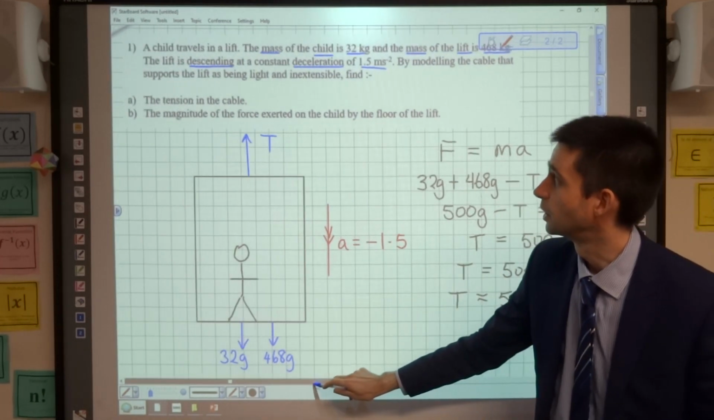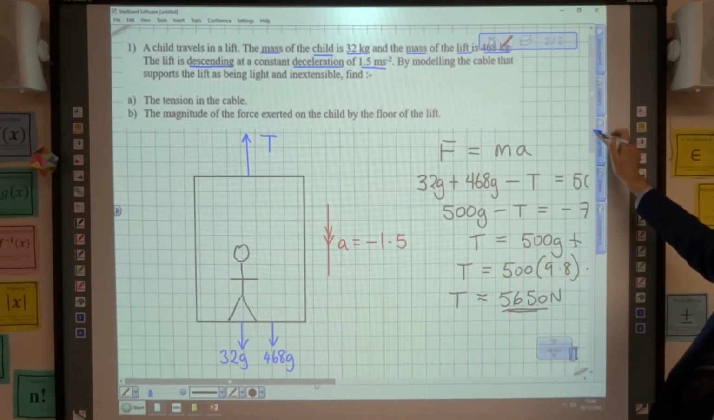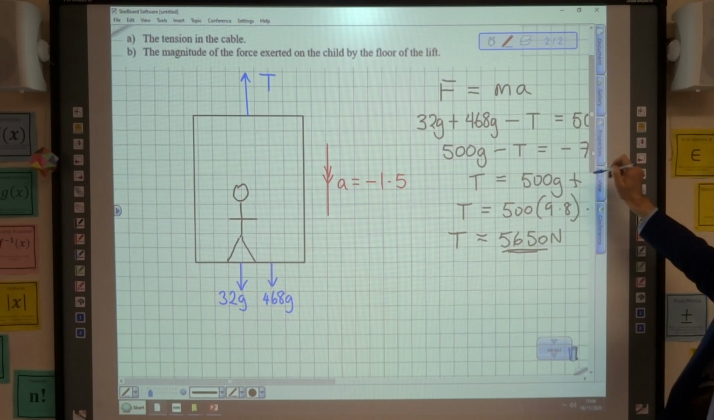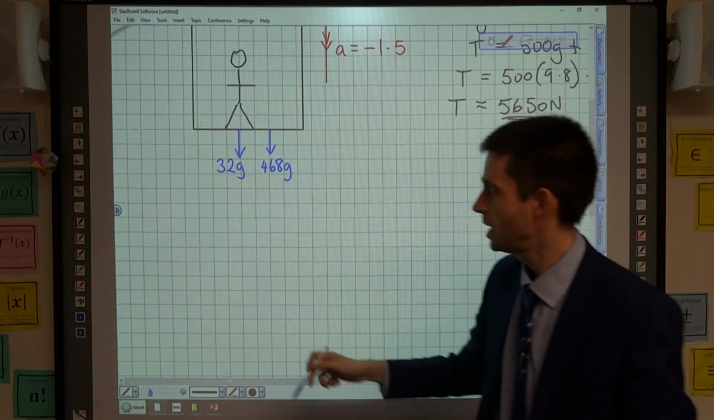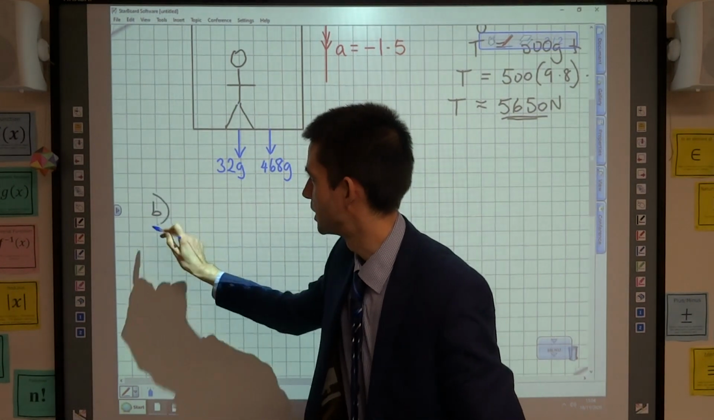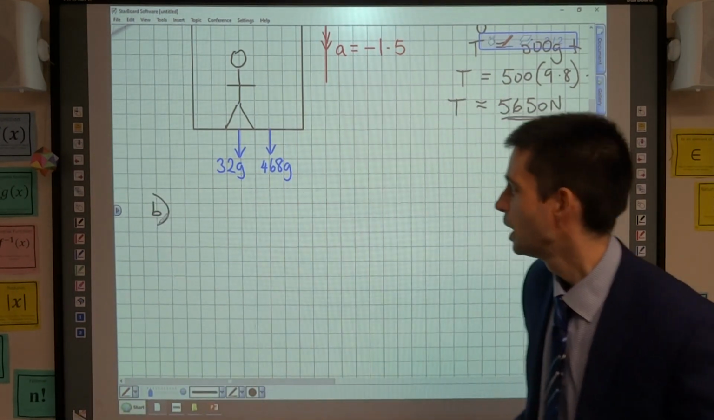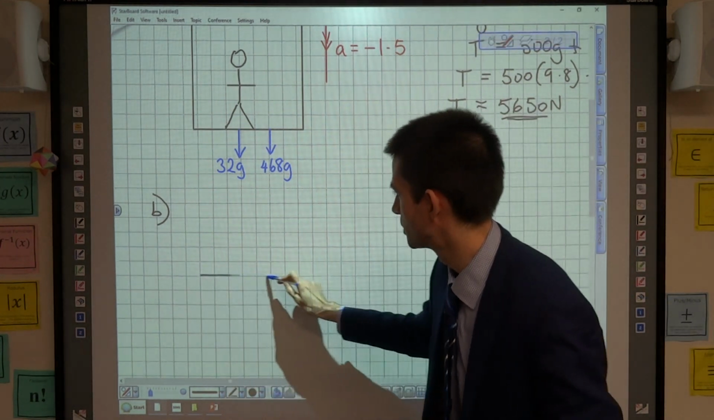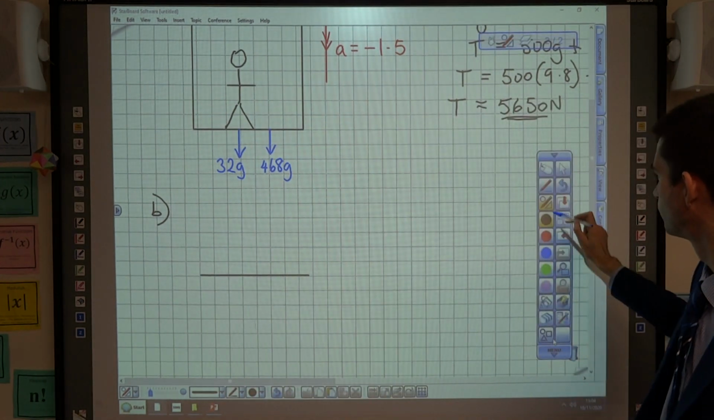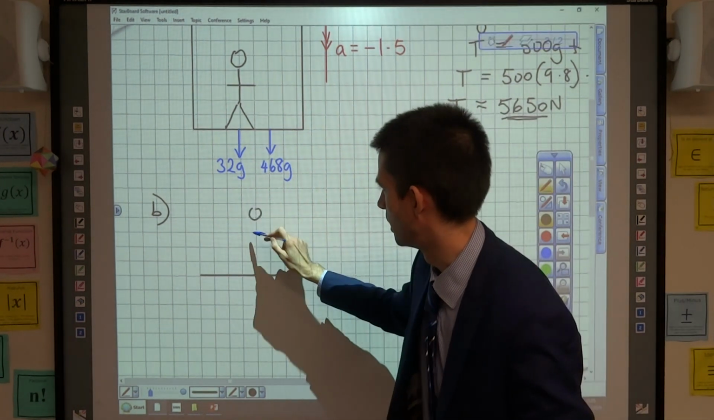So that is the magnitude of the tension in the cable as we've been asked for in part A. Okay, let's have a look at part B. Part B is saying the magnitude of the force exerted on the child by the floor of the lift. Now, for this question here, we need to think about the forces that are actually acting on the child. So to do that, I'm actually going to draw a new diagram with just the floor of the lift and just the child.